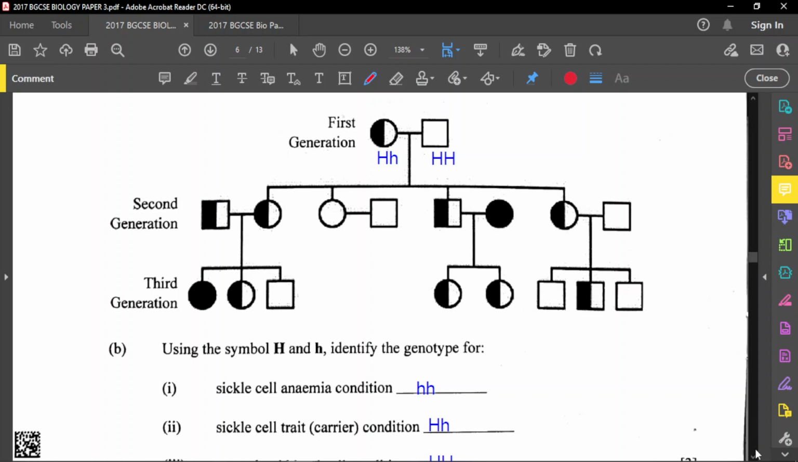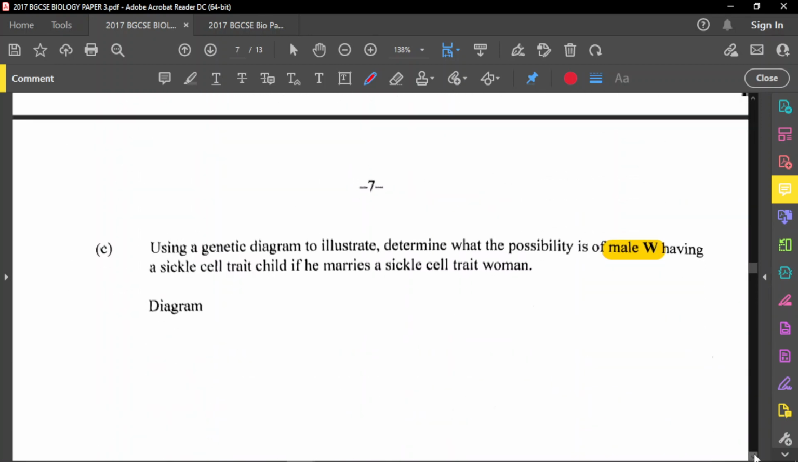But I want to go back to the question again, because I want to make sure I'm not missing anything, because I've not seen a male W at all. It says, using a genetic diagram, determine the possibility that male W, having a sickle cell trait, marries a female with a sickle cell trait. So we're looking for a child having the sickle cell trait. That's what we're looking for.